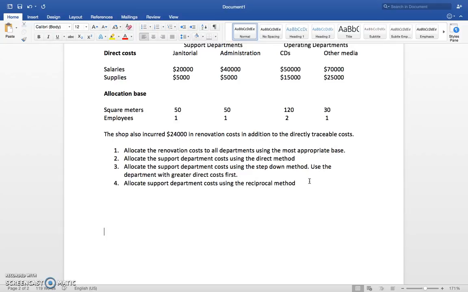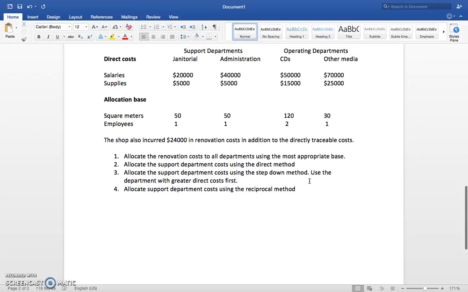You have janitorial costs, right? So you want to allocate again. You want to allocate your costs to all three departments. So you have janitorial, which is a support department. You want to allocate costs to all three, admin, CDs, and other media. Then you want to take admin and you want to allocate to all three, janitorial, CDs, and other media. That is the way you want to go about it. But how would you make that equation and how would you allocate the costs to all the departments? What technique would you use?